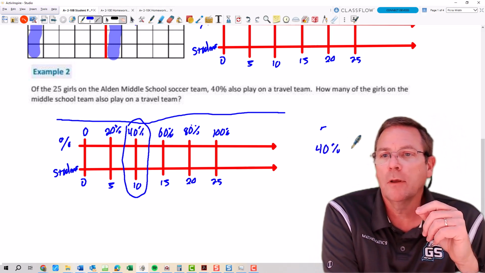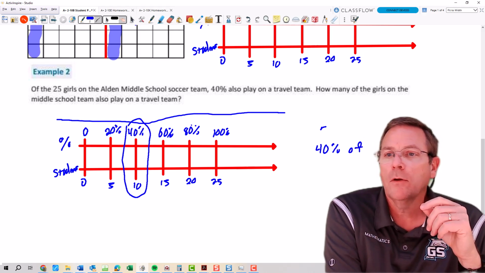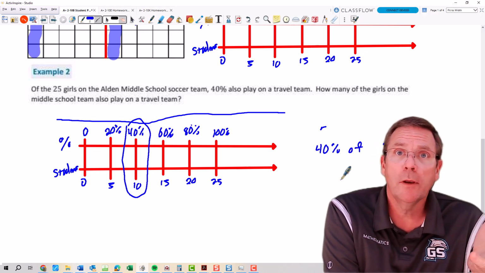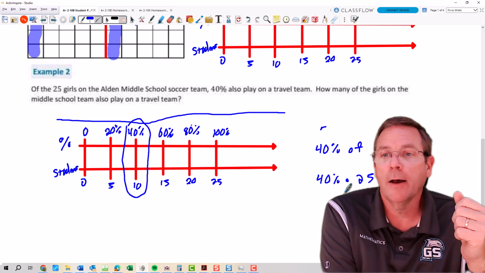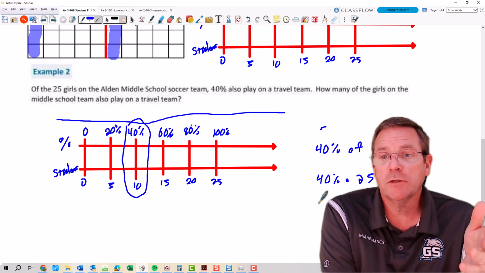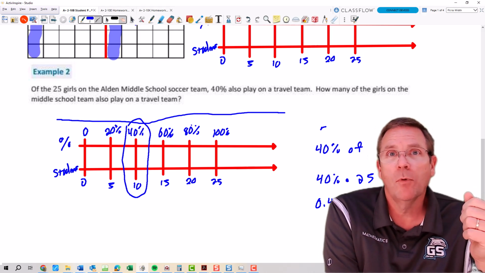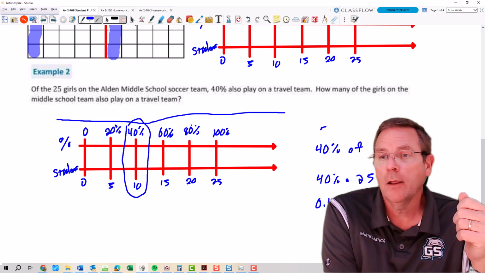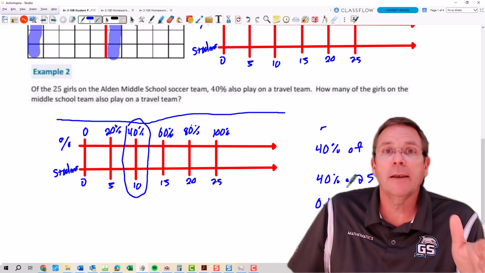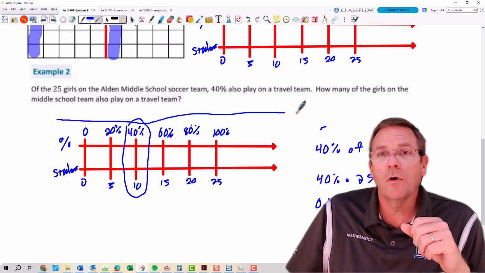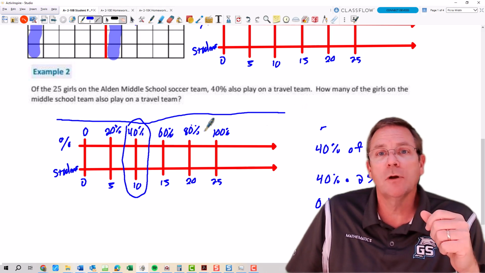I would write it as 40% of 25. We know that of means times, so that would be 40% times 25, and then we'd have to change our percent to a decimal, which is 0.4 times 25, and when you multiply that out, you're going to get the 10 girls. But we haven't done a lot of math of that nature yet, but that's the way you could solve it using math instead of using your double number line.